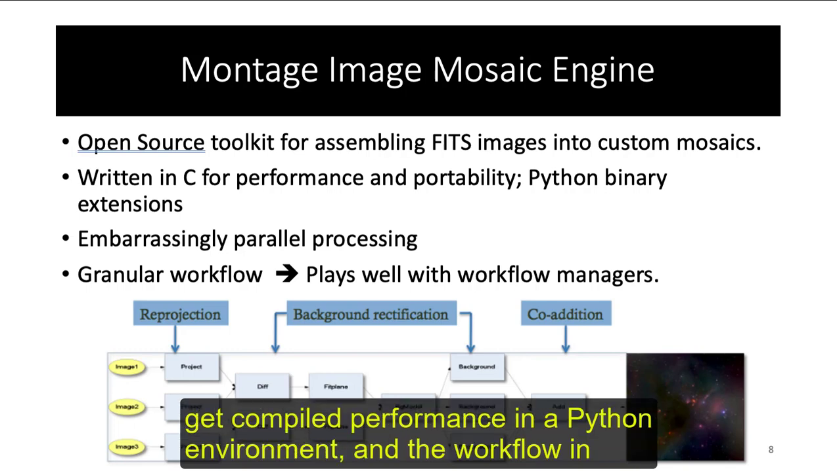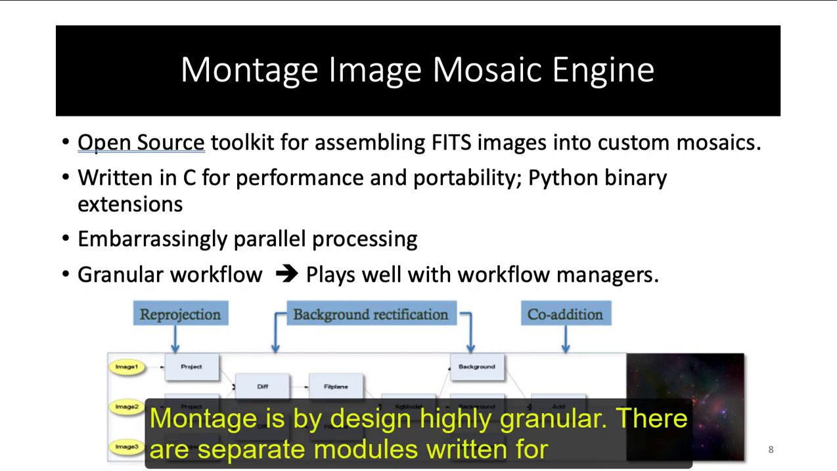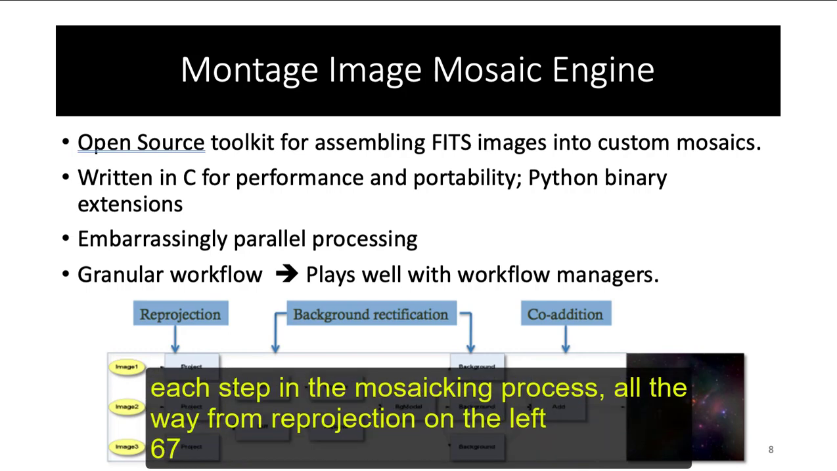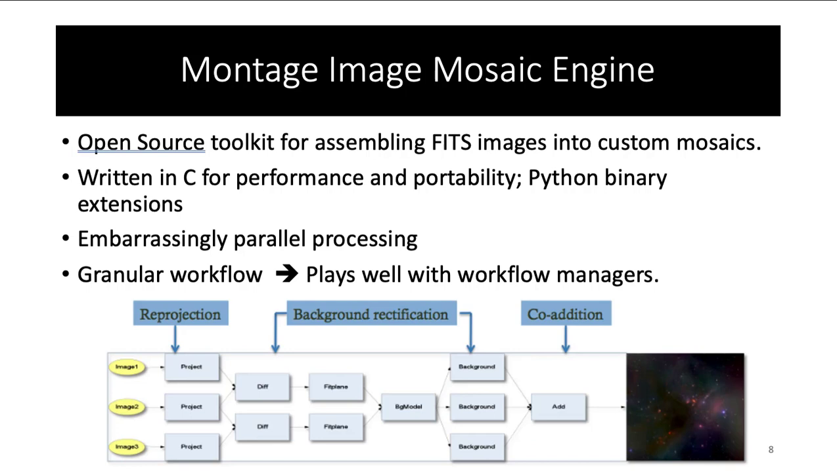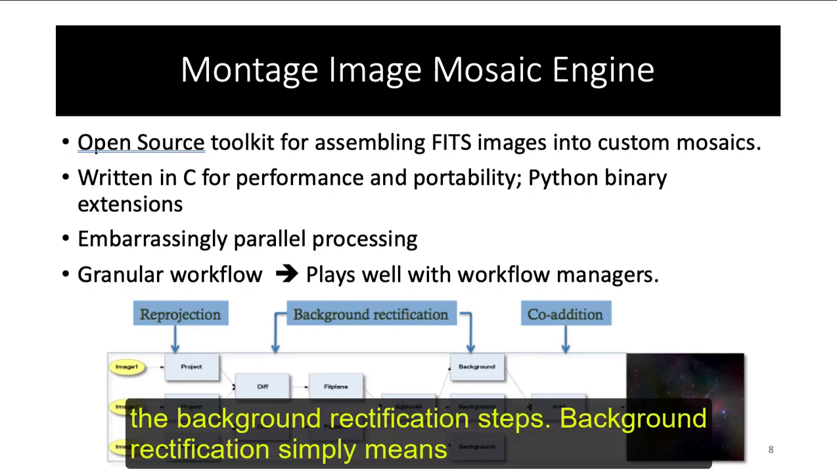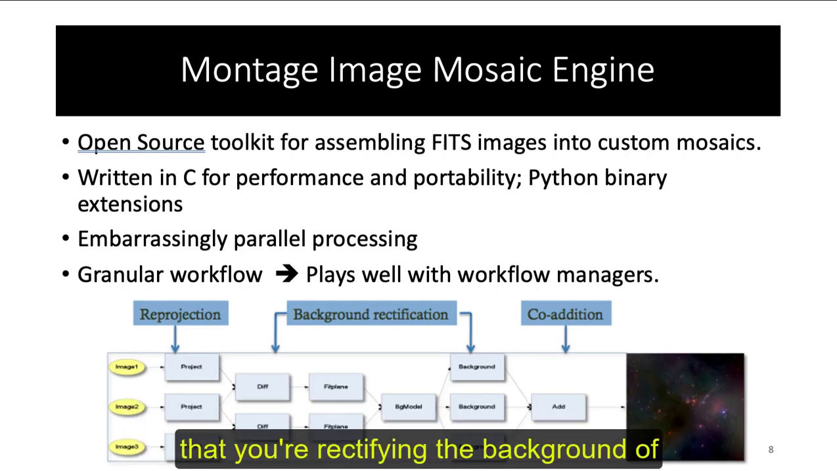Now the workflow in Montage is by design highly granular. There are separate modules written for each step in the mosaicing process, all the way from reprojection on the left in the chart on the bottom to co-addition at the right. And in the middle you have the background rectification steps. Background rectification simply means that you're rectifying the background of each of the images to a common level.